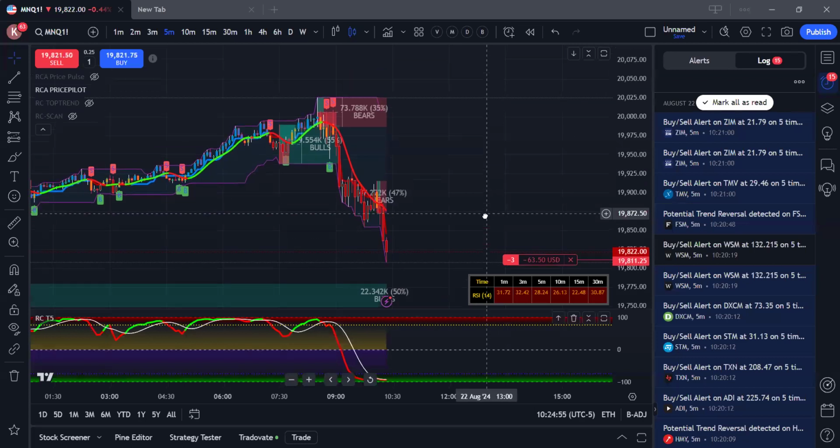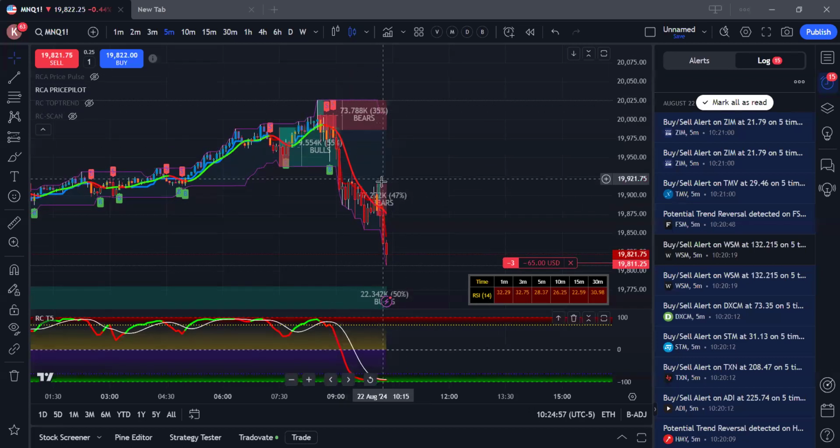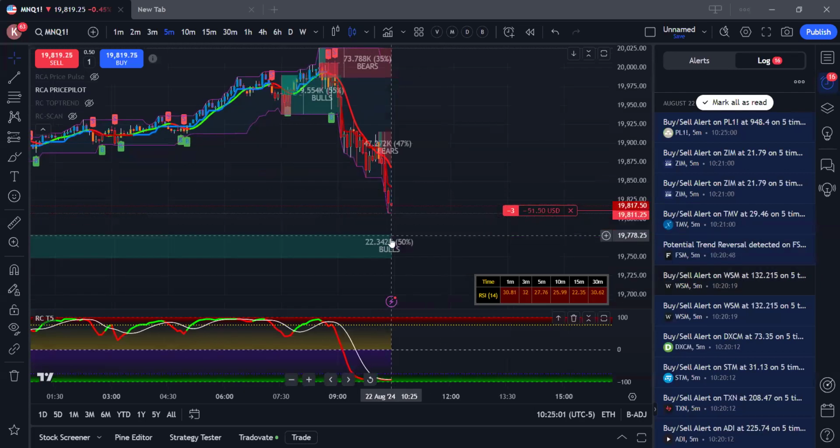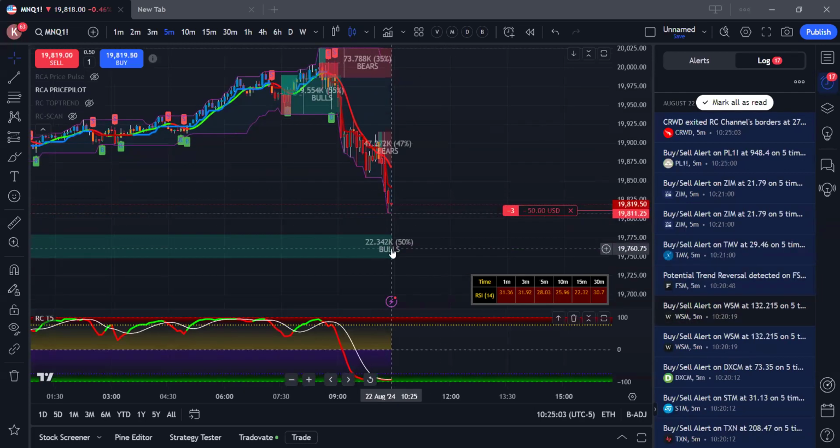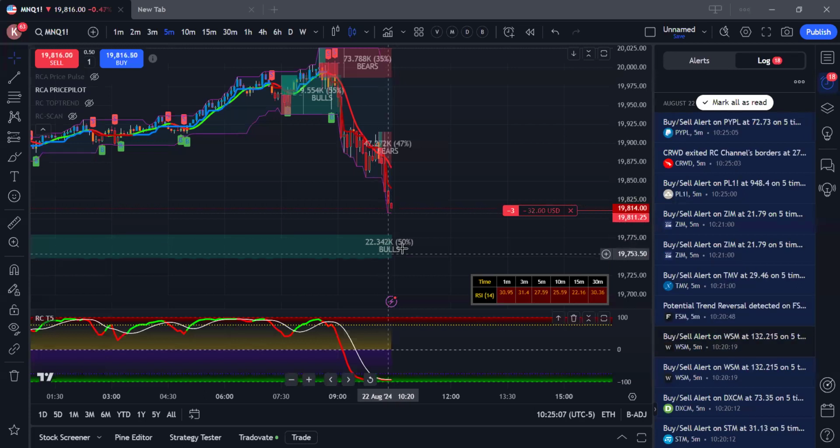Yeah, we should have taken somewhere here or here. It is a little late, but still, yeah, there is a high possibility for it to go all the way till here, because this is the magnet.